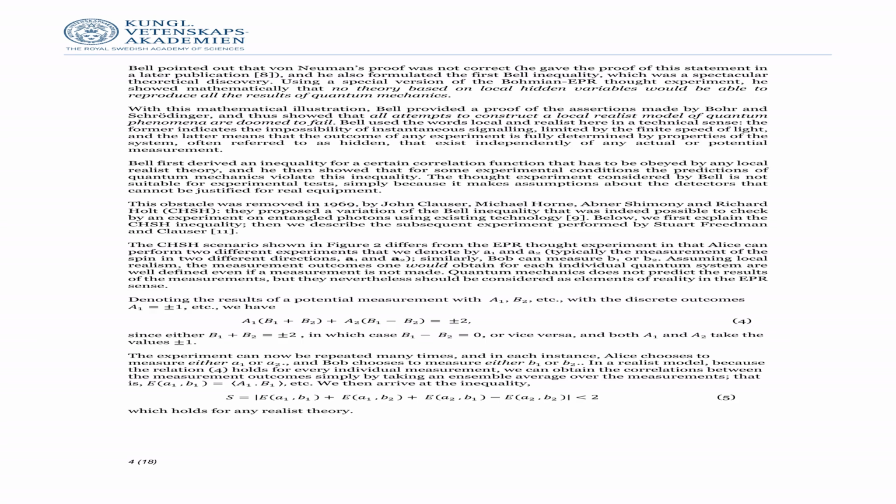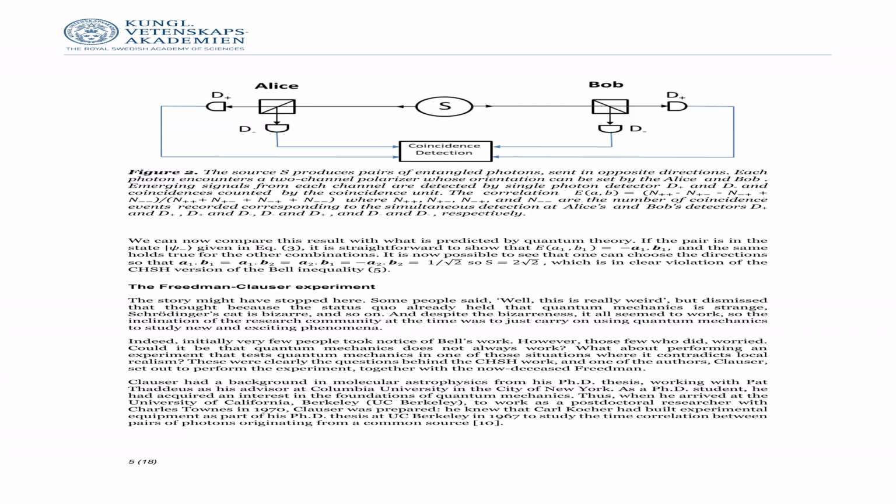That is, E(A1, B1) equals A1·B1, etc. We then arrive at the inequality S = |E(A1, B1) + E(A1, B2) + E(A2, B1) − E(A2, B2)| ≤ 2, which holds for any realist theory. Figure 2.